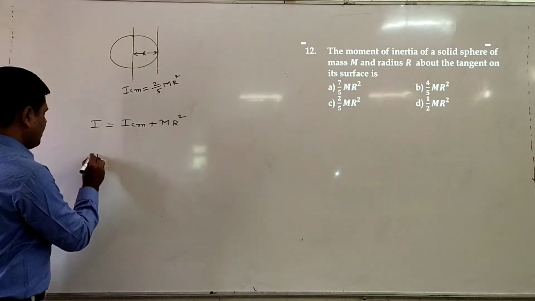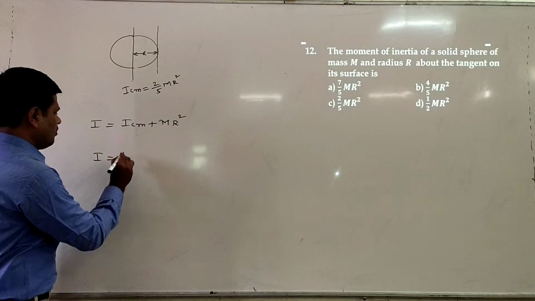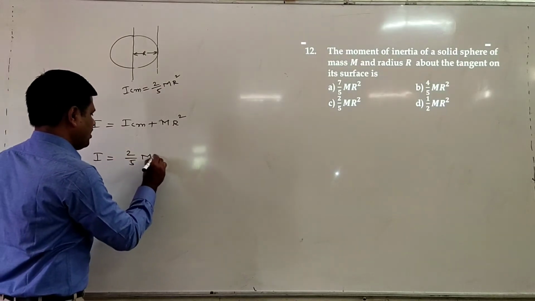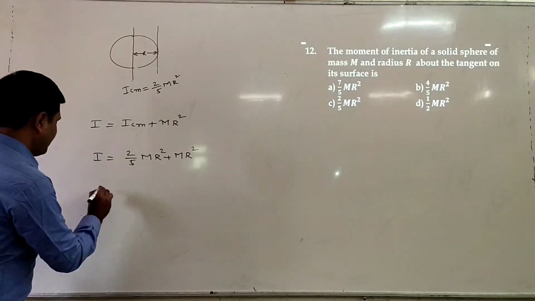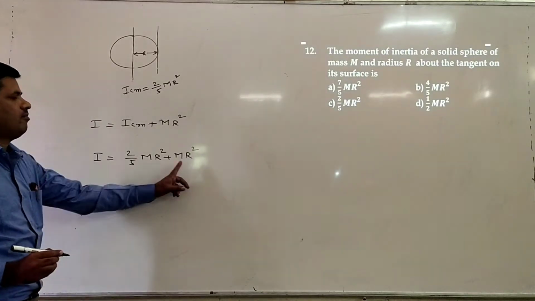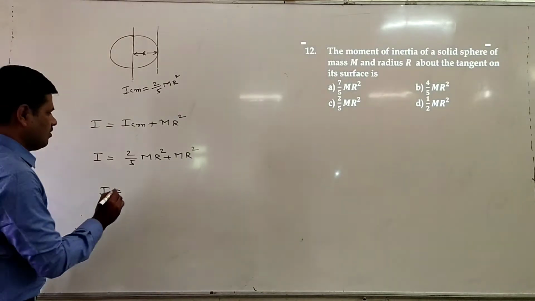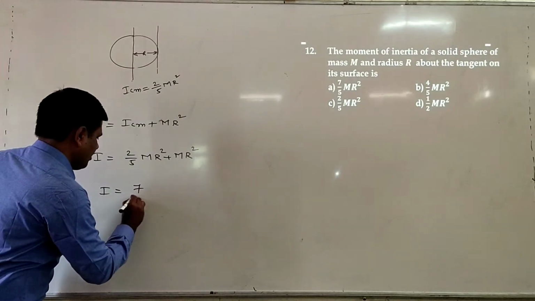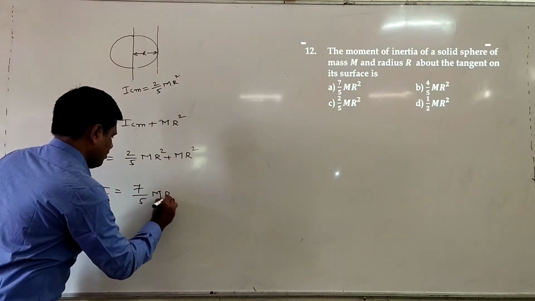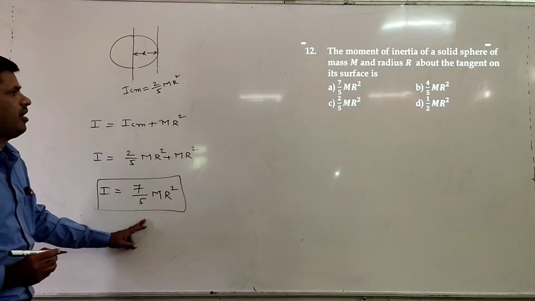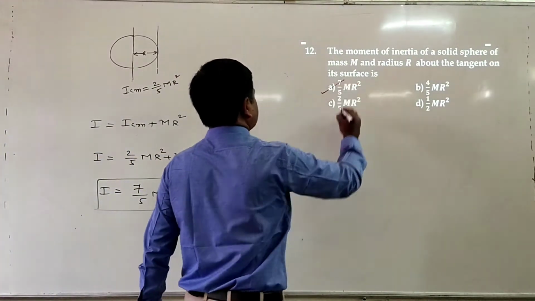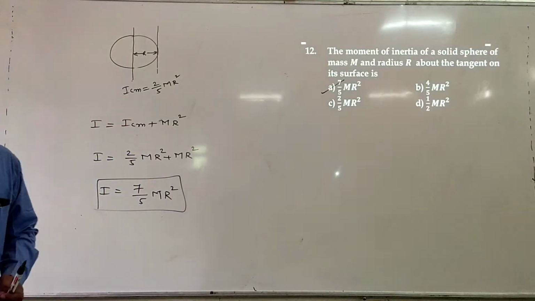Now I is equal to 2 by 5 m r square plus m r square. So I is equal to 2 by 5 m r square plus 5 by 5 m r square, which is equal to 7 by 5 m r square. Means the moment of inertia about the tangent is equal to 7 by 5 m r square. Which option is correct here? A option is correct.